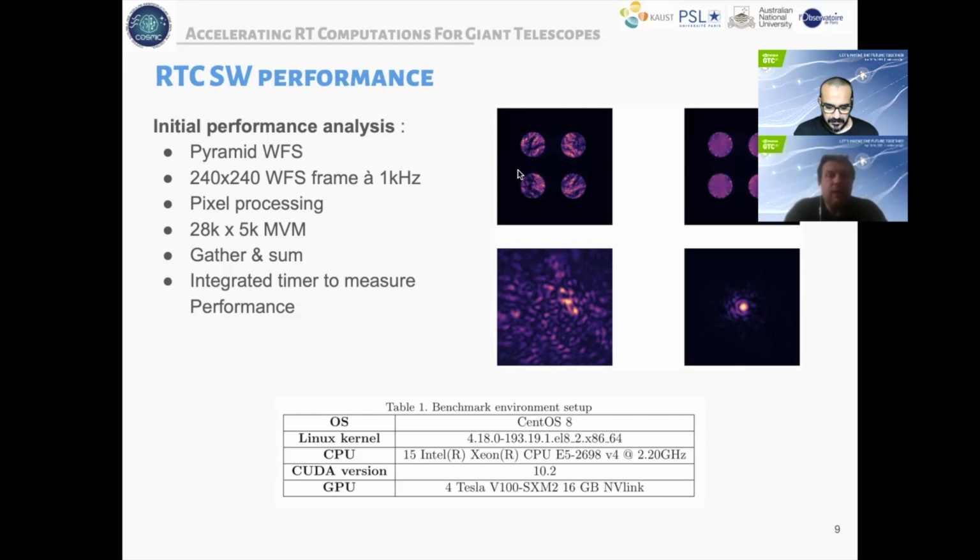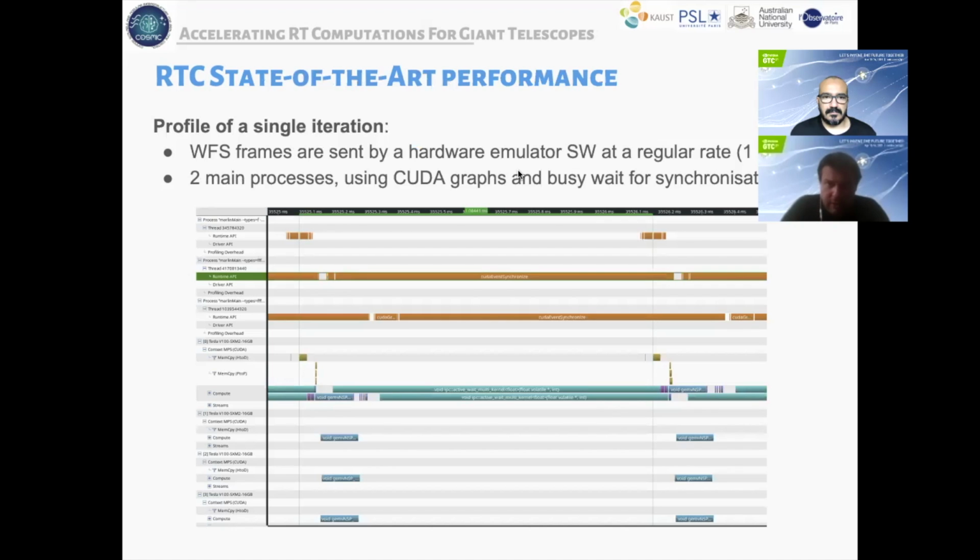In our pipeline, we have integrated a timer to measure the performance with a high accuracy. So I'm going to show you some benchmark results that have been obtained on the DGX1 server with V100 GPUs. We are only using 4 of these V100 GPUs. And we are running an OS that is a standard requirement for these observatories, and this is CentOS version 8. So here is the profile of a single iteration.